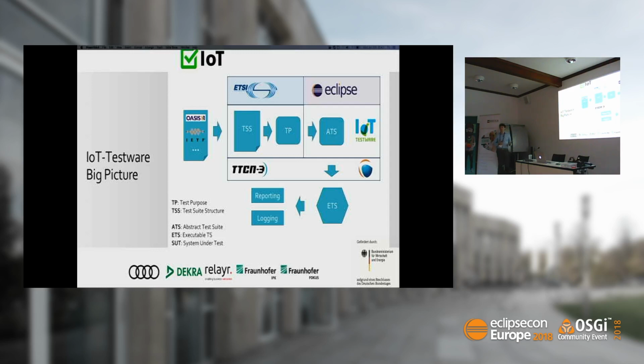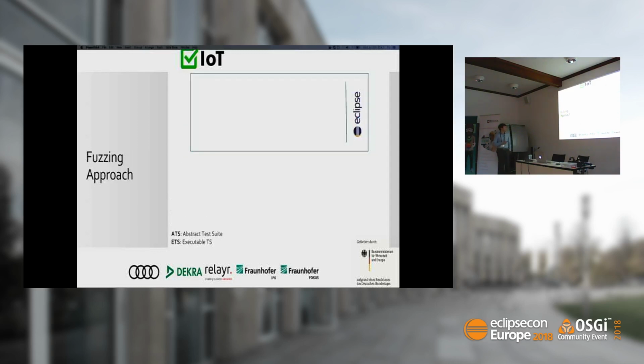The good thing is, if in your company or wherever, you can take the standardized test purposes and make your own reference implementation in, I don't know, Python, Java, whatever language you like. We just use TTCN-3 because we are experienced with that. We see the benefits of this language, and I will show you a slide later. The fuzzing approach was the first advantage that we see in using TTCN-3.